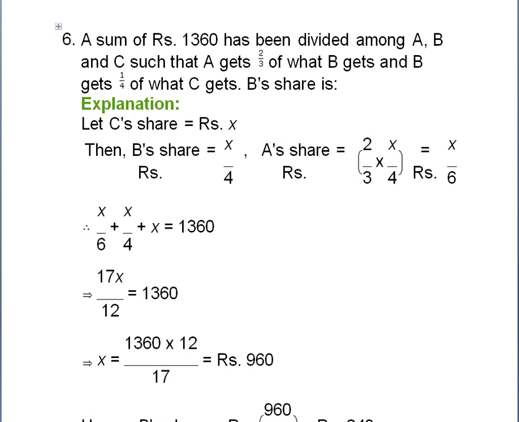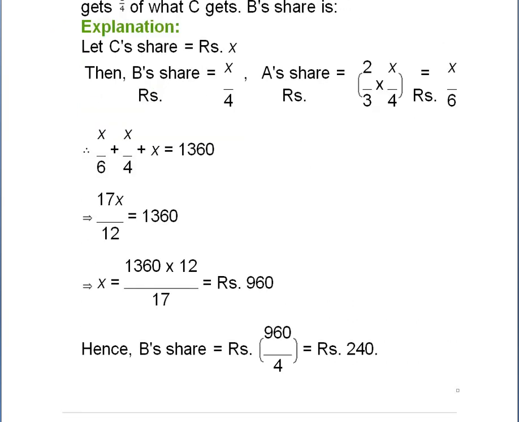So we consider C's share as rupees x, then B's share would be x by 4, A's share would be 2 by 3 into x by 4, that is x by 6. So what you will do is add all the 3 shares and put it equal to 1360, and after solving it you get 17x by 12 equals 1360. You can calculate the value of x from here and it will be 960. So you can easily calculate B's share, 960 by 4, that is rupees 240.